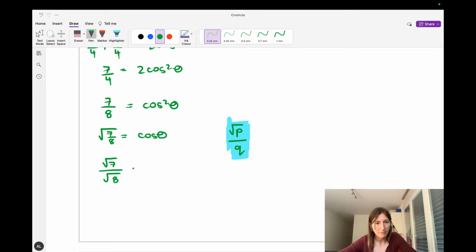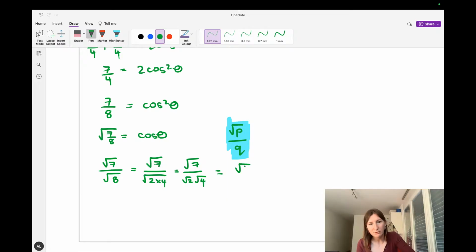I need to do some algebraic manipulation with this. So root 7, unfortunately, can't simplify. Root 8, however, we can write root 8 as root 2 times 4. And root 4, let's go all the way out. I'll do all the steps in case anyone needs a refresher of this. Root 2, root 4, we can separate. Well, root 4 is 2. So this equals root 7 over 2 root 2.